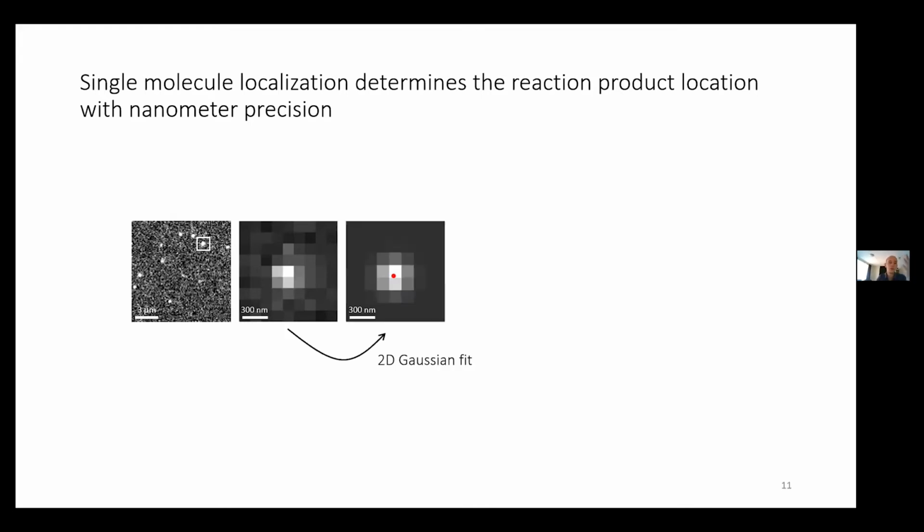But luckily we can do better than this, because we can take this data and fit it to a two-dimensional Gaussian, and then the middle of the fit becomes the position of the molecule. And clearly this is something that we can determine with an accuracy that's much better than the size of the Gaussian itself. In fact, if you do the calculation, you find that it roughly scales with the width of this point spread function divided by the square root of the number of photons that you detect. And in our case, that resolution is roughly 30 nanometers.